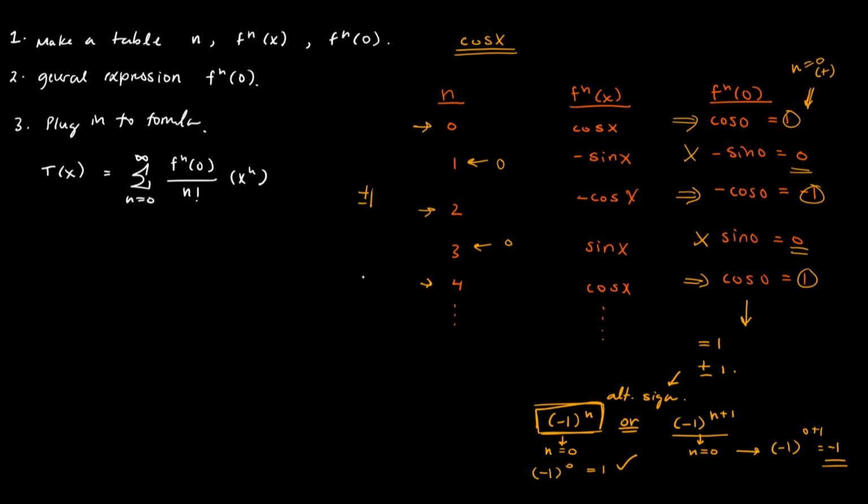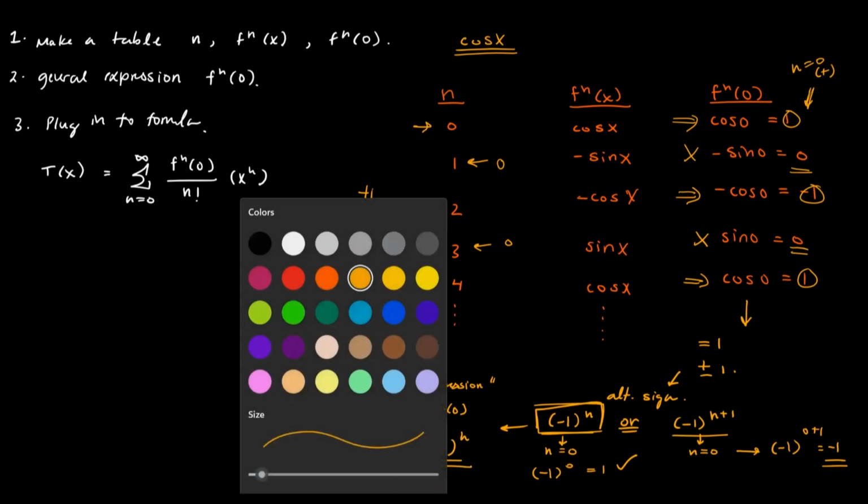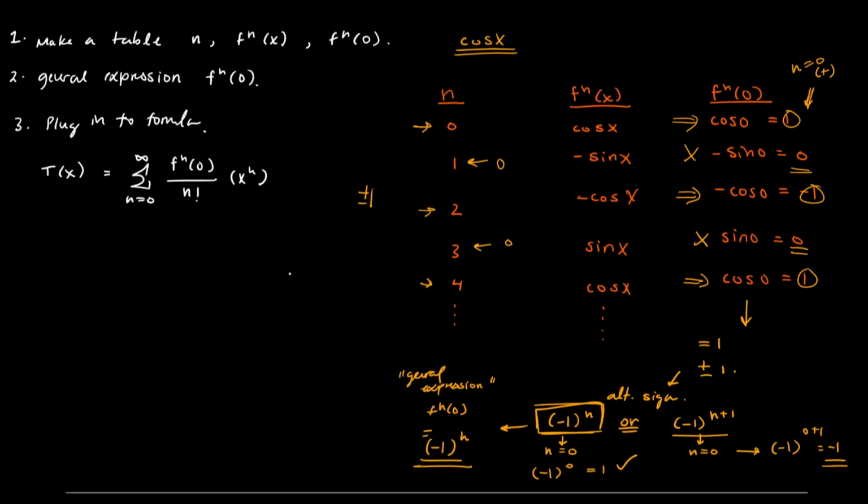Now what else is going on here? Well, nothing really. It's just equal to 1 all the time. So all we have is a 1 that's changing signs. So really our general expression for our nth derivative at 0 is just negative 1 to the power of n. So now we're ready to go back and plug this into our general formula.